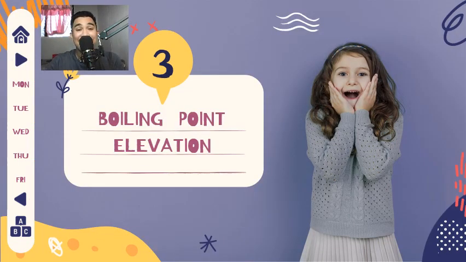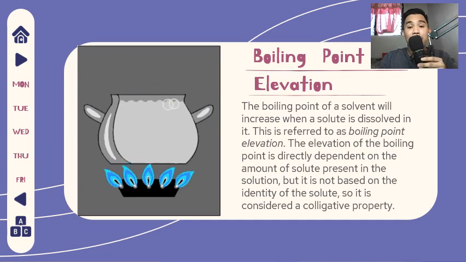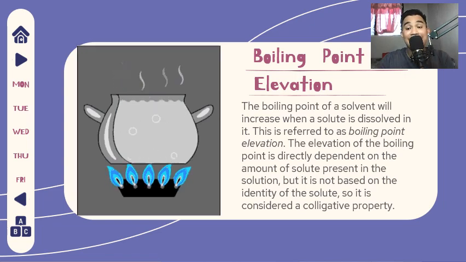This time, let us proceed now with the third property, which is the boiling point elevation. The boiling point of a solvent will increase when a solute is dissolved in it. This is referred to as boiling point elevation. The elevation of the boiling point is directly dependent on the amount of solute present in the solution, but it is not based on the identity of the solute, so it is considered a colligative property.